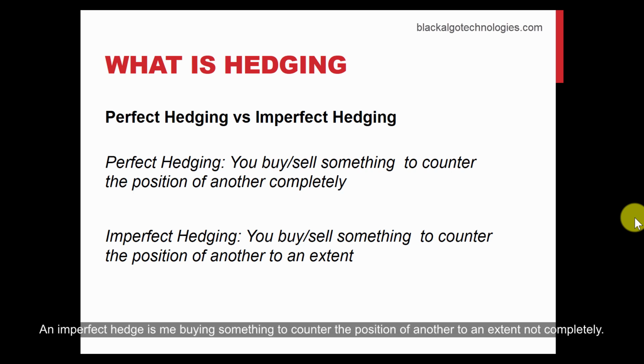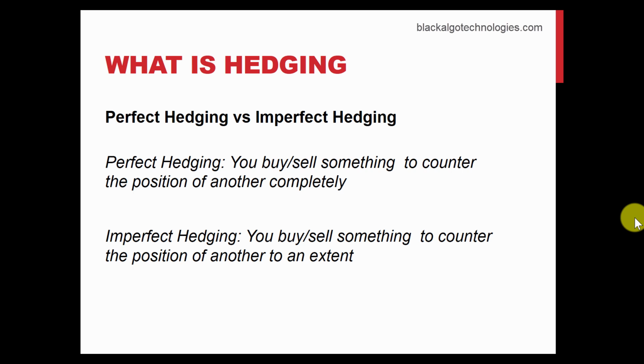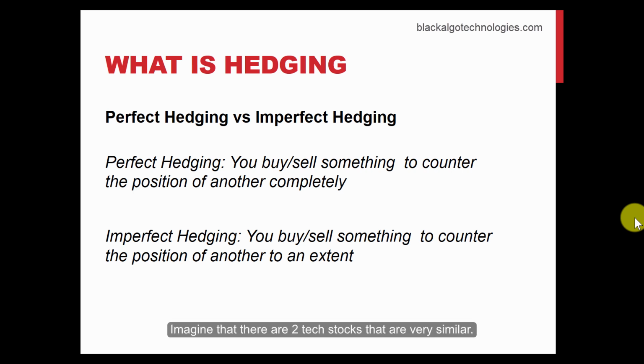An imperfect hedge is me buying something to counter another position to an extent, not completely. So imagine there are two tech stocks that are very similar. I buy tech stock A and I short tech stock B. So they are not a perfect hedge. You will still be exposed to some kind of risk. That risk is represented by the difference between these two tech stocks. And we will look at imperfect hedging in the rest of the lecture.